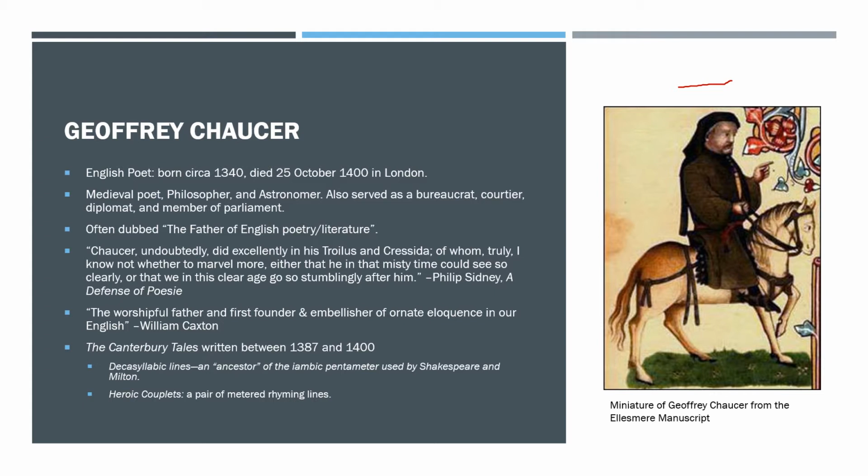So he was an English poet, as I've mentioned, born around 1340, and he died in 1400 in London, where he spent most of his time. So in medieval history, we often know the death date of important figures, but we very rarely know the birth date because there just weren't records kept of those sorts of things at that time. So, as I said, he was a medieval poet.